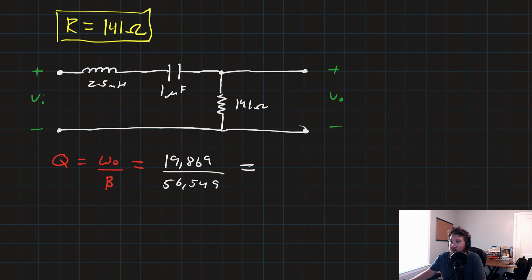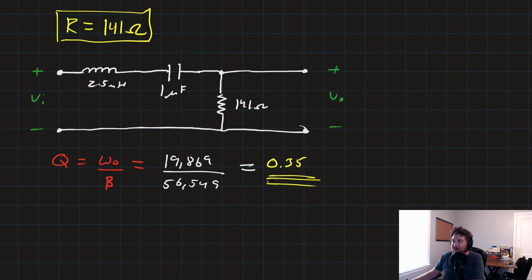And that's going to give us a quality factor, a Q of 19,869 divided by 56,549, which is 0.351. Now this is actually a really bad Q. Typically you want, high Q filters have Qs in like the integers, 5, 6, 7, 8. So a Q that is a fraction is actually really bad.